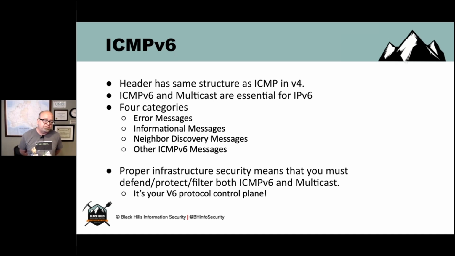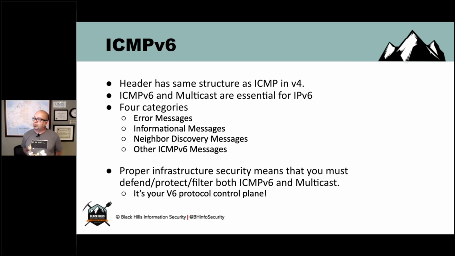ICMP in IPv6 is incredibly important. The header in ICMPv6 has the same structure as v4, and ICMPv6 and Multicast are essential for IPv6 to even operate. In fact, if you don't have a functioning multicast network and you don't have functioning ICMPv6, your IPv6 is dead. No operation, right?